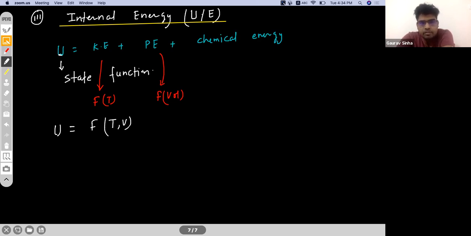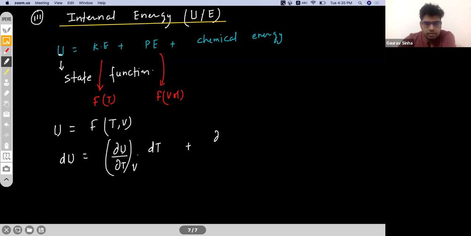Mostly it is temperature, because volume change we do not have over there. But we can discuss with these two examples. Now, if you find out the change in internal energy, dU, this would be dou U by dou T at constant volume into dT plus dou U by dou V at constant temperature into dV.